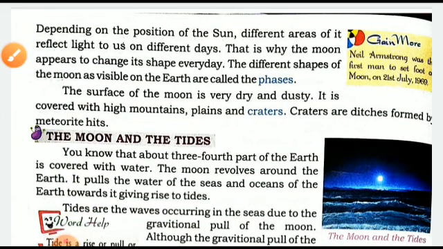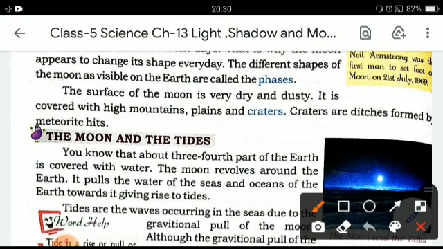The surface of the moon is very dry and dusty, and it is covered with high mountains, plains and craters. Craters are the ditches that are formed when meteorites hit the moon.